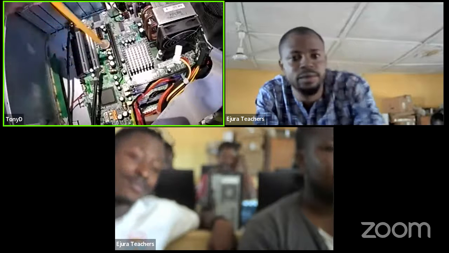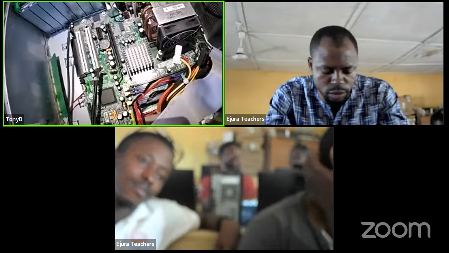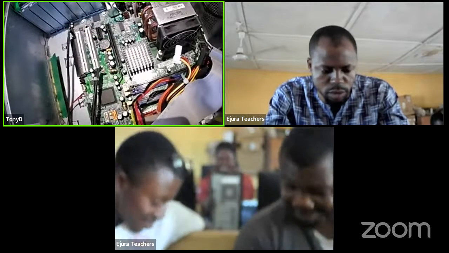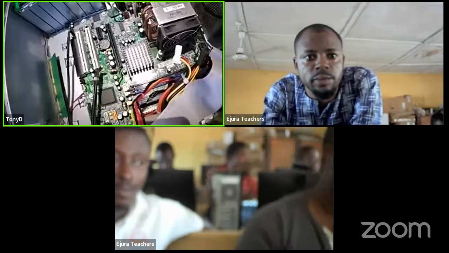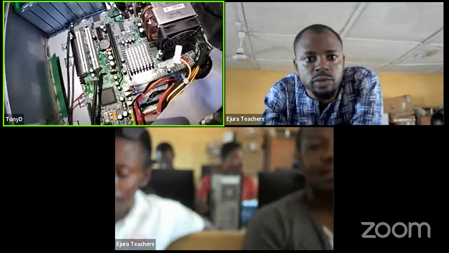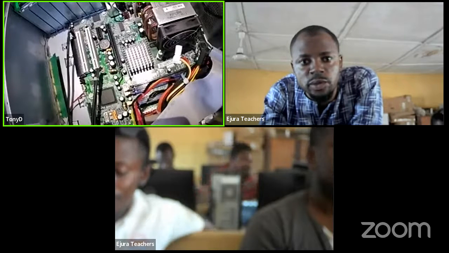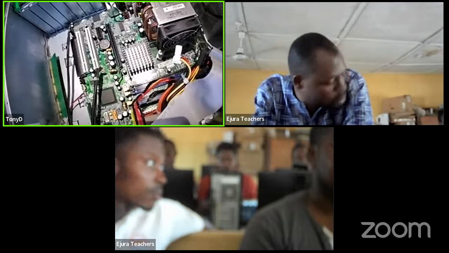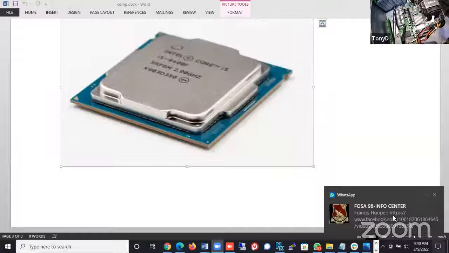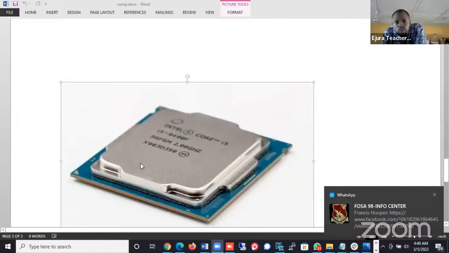Now, as part of the motherboard, there is the CPU, the central processing unit. That is the one that acts like the brain of the computer. I showed you how it looked, right? It is a very small thing. It is just the one that I showed you before. Let me bring it up again. So this is how it looked in the computer.